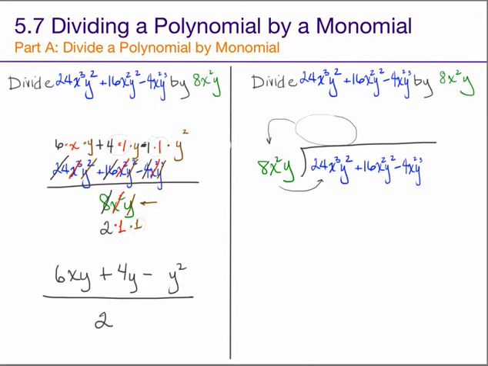We can break this down into 3 parts. What do I need to multiply by 8 to get 24? That, of course, is 3. What do I need to multiply by x squared to get x cubed? And that's x. What do I need to multiply by y to get y squared? And that's y.